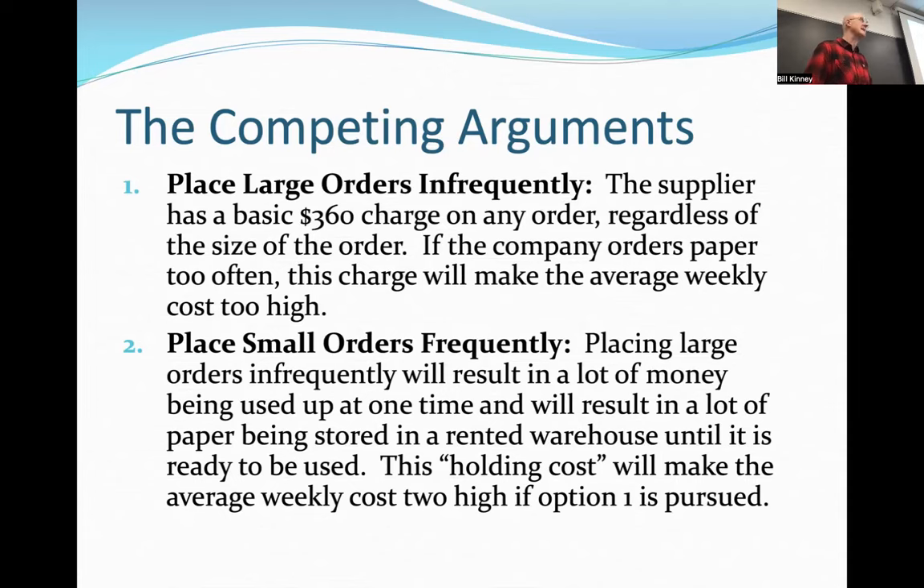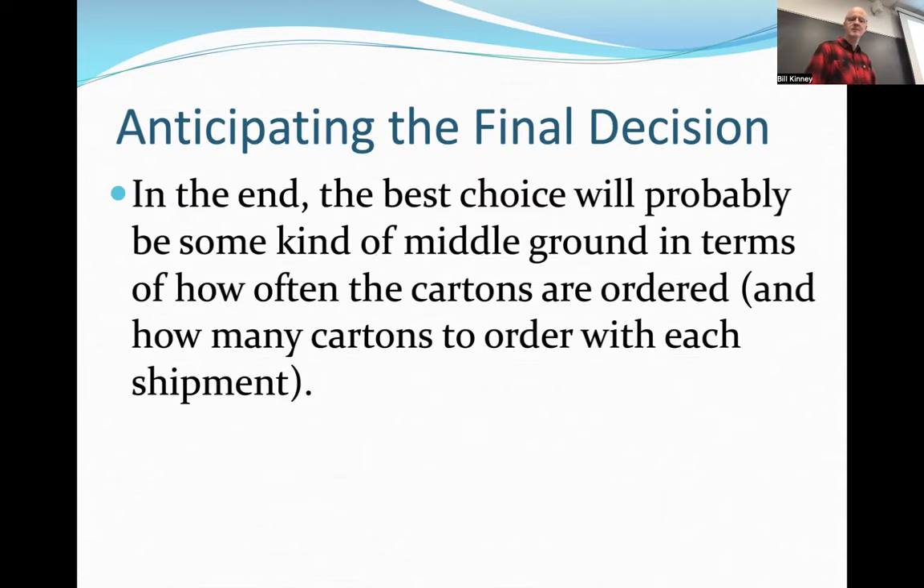But what exactly is that middle ground? We want to use calculus to find out. Yeah, we can anticipate the final decision. In the end, it's probably a middle ground, but we want to figure out how often we should order the cartons and how many cartons we should order with each order.